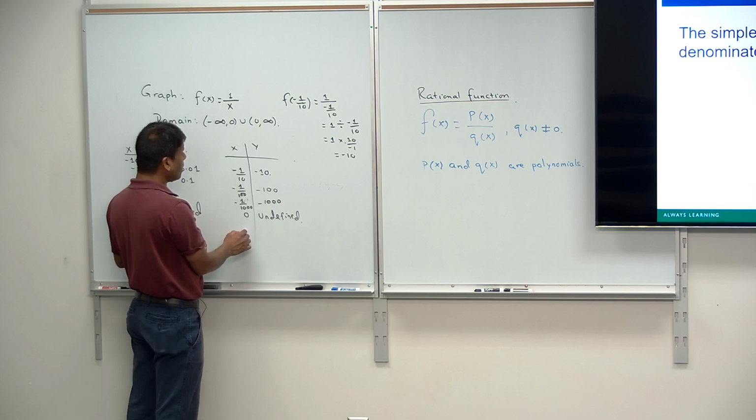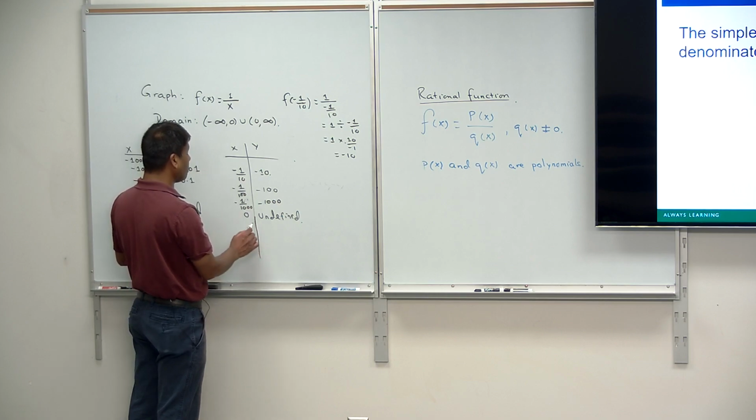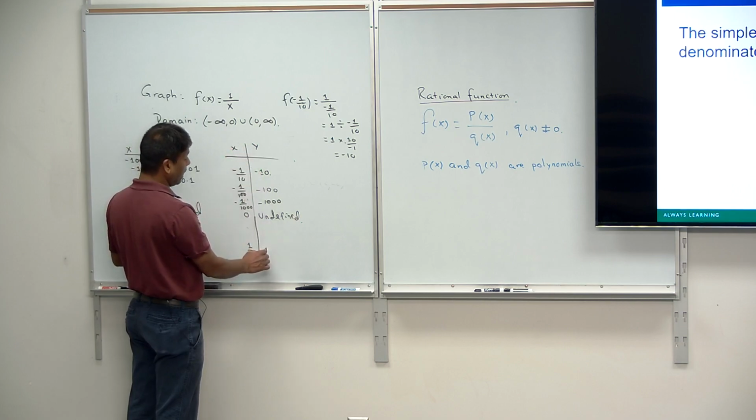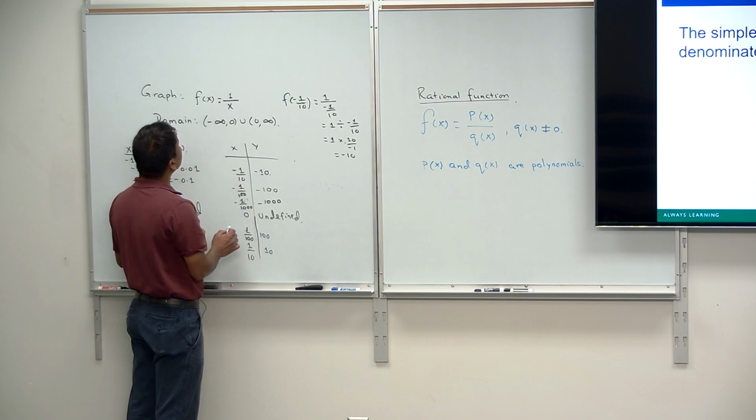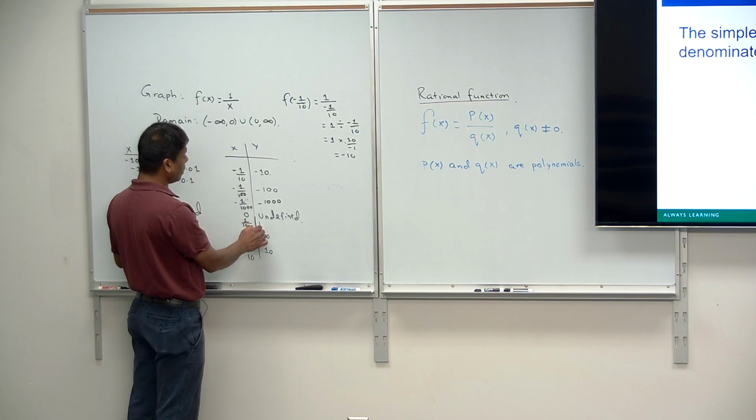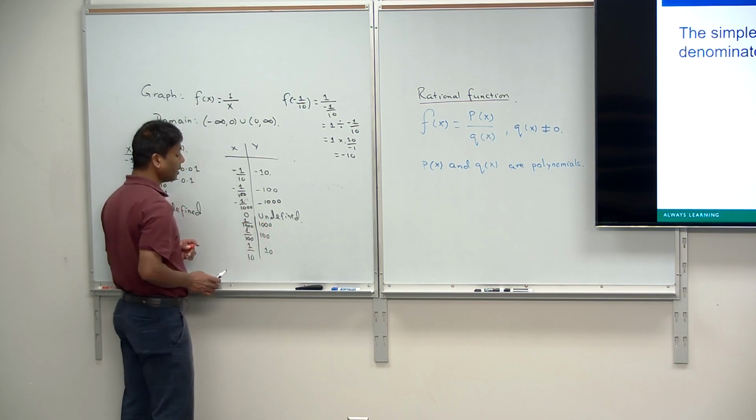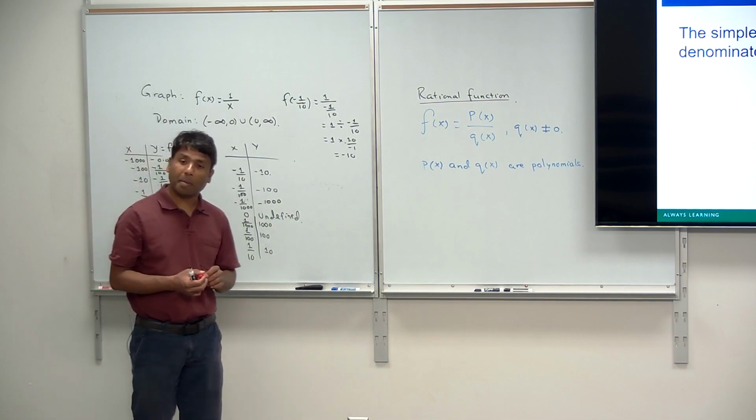So if I plug in x equals positive 1 over 10, what will this be? 10. If I plug in positive 1 over 100, it will be 100, right? If I plug in positive 1 over 1000, it will be what? 1000. Did you see that?